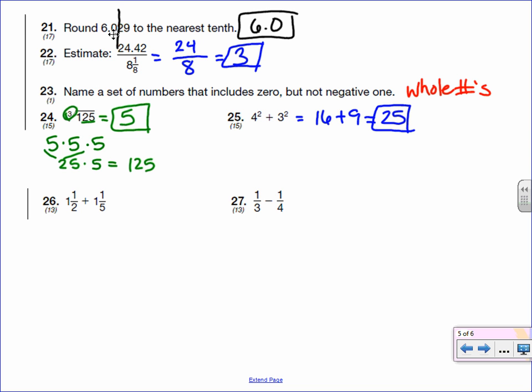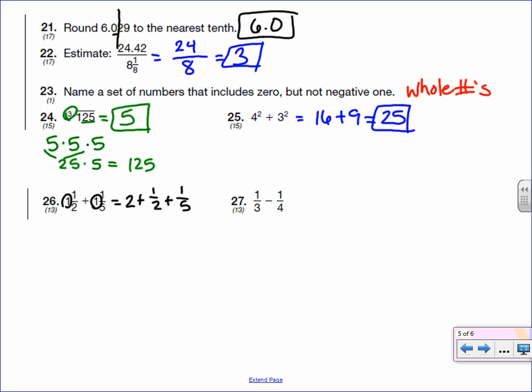In number 26, we're adding mixed numbers. And my way of doing this, and this works for addition only, is to take the whole numbers and just add them straight off the bat. And then we'll work with the fractions.